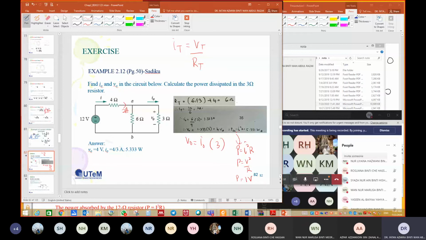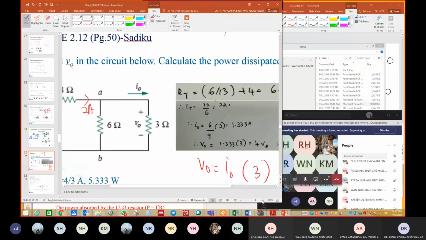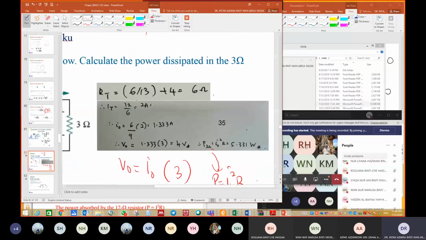Now we have I naught. It is the current that flows to the 3 ohm. So P is equal to 1.33 squared multiplied by R. Any question?